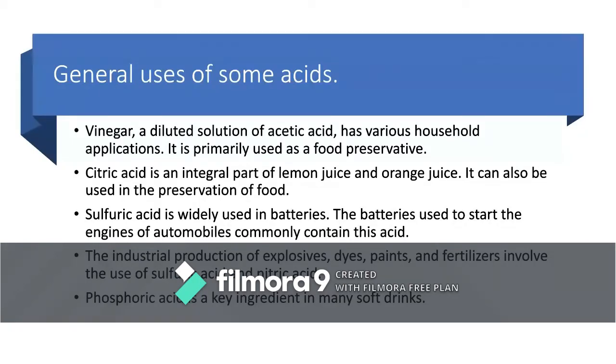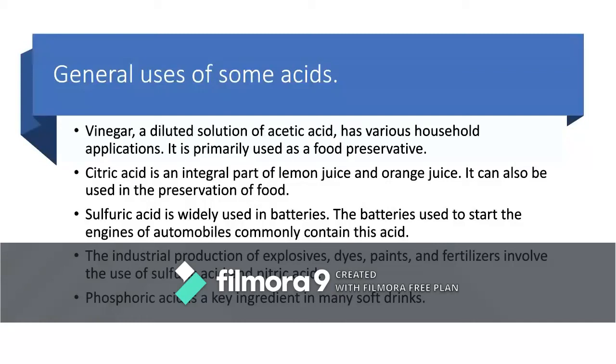Now, what are the general uses of some acids? Vinegar, I'm sure you use it every now and then in the kitchen. Vinegar is a diluted solution of acetic acid. The molecular formula is CH3COOH. It has various household applications. It is primarily used as a food preservative.